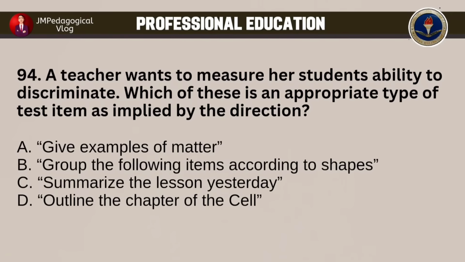94. A teacher wants to measure her students' ability to discriminate. Which of these is an appropriate type of test item as implied by the direction? A. Give examples of matter. B. Group the following items according to shapes. C. Summarize the lesson yesterday. D. Outline the chapter of the cell. B. Group the following items according to shapes.